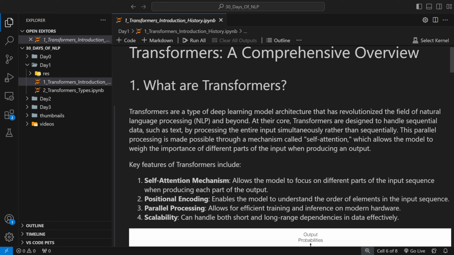But here with transformers, they made it possible to process it in parallel with the help of a mechanism known as self-attention. Self-attention is a mechanism which will allow the model to weigh the importance of different parts of the input while producing an output.